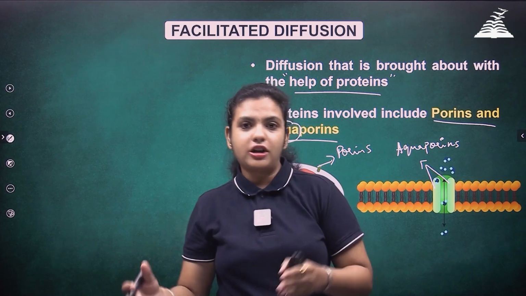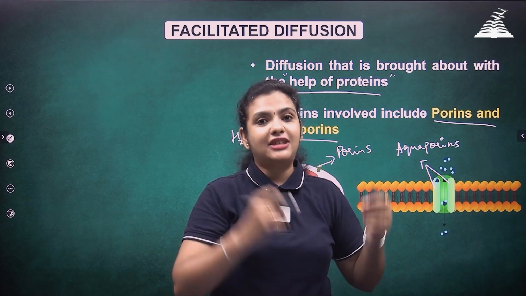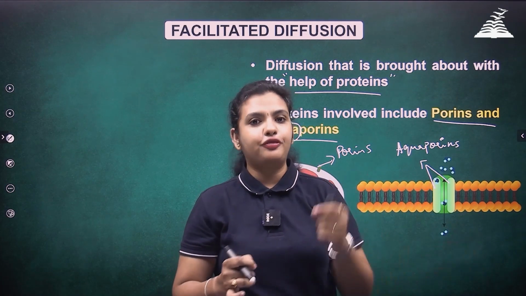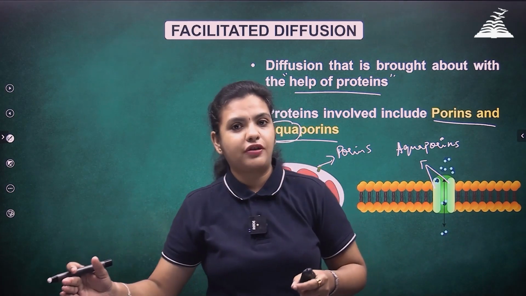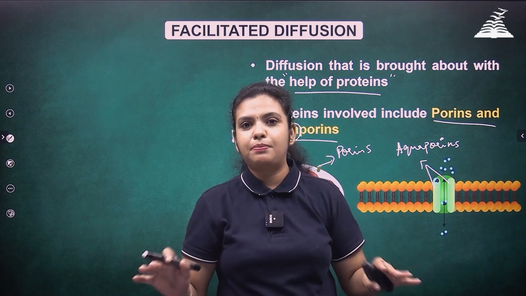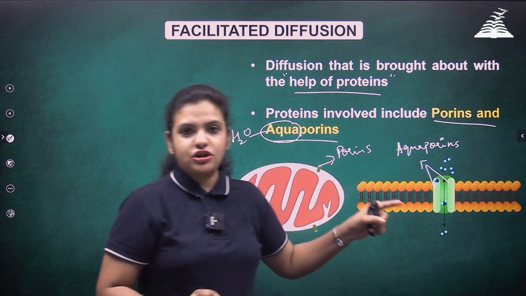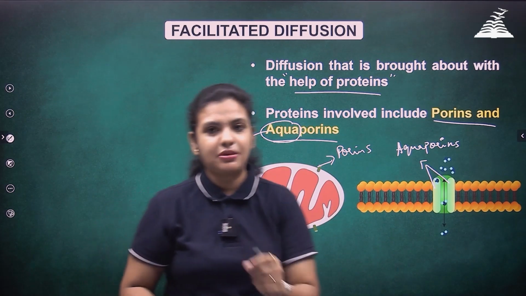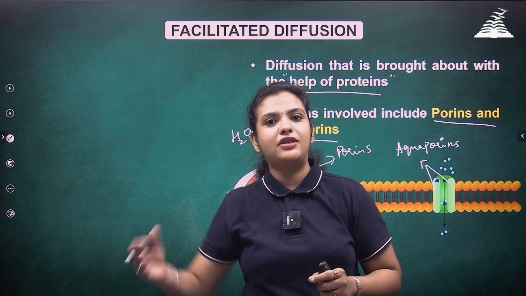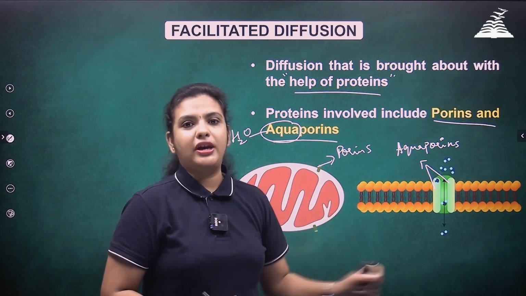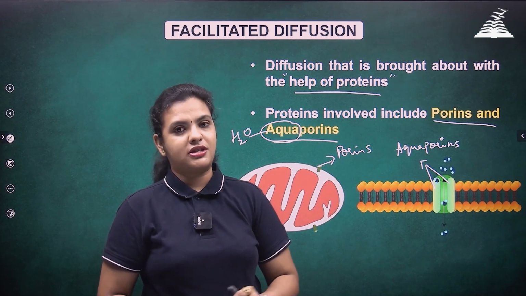Proteins can be porins or aquaporins, and these proteins are going to help in the movement of molecules from a region of higher concentration to a region of lower concentration. Simple, right? Diffusion, facilitated diffusion, almost the same, except that in diffusion we do not have the involvement of proteins. In facilitated diffusion we have the involvement of proteins.